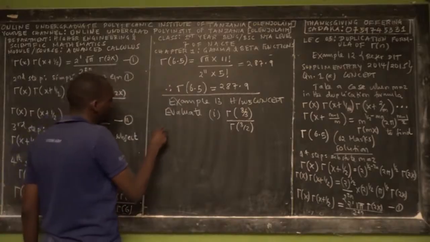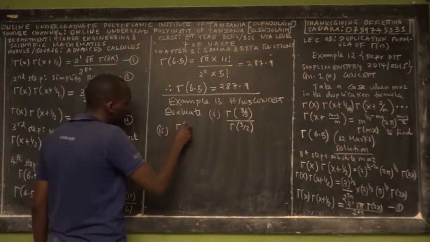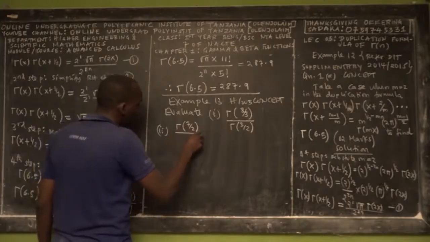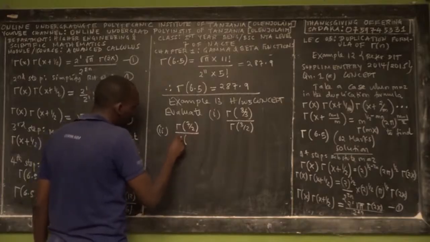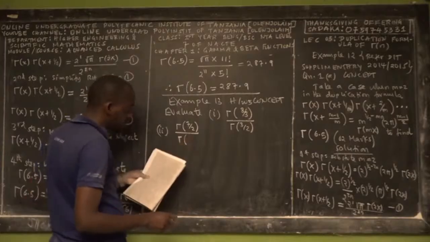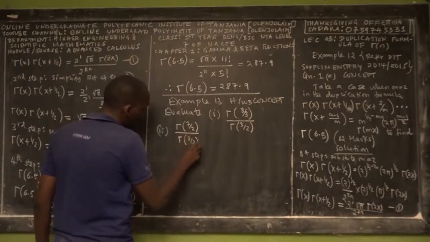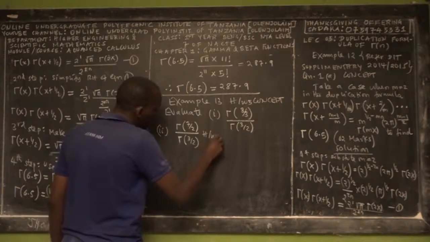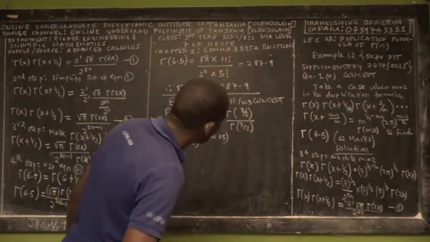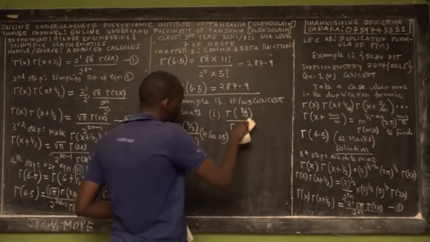I'll do that for you. And Roman 2 is simple. Evaluate gamma of 7 over 2 over gamma of 3 over 2. This is very simple.